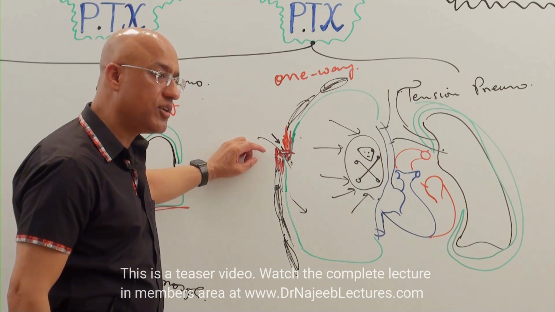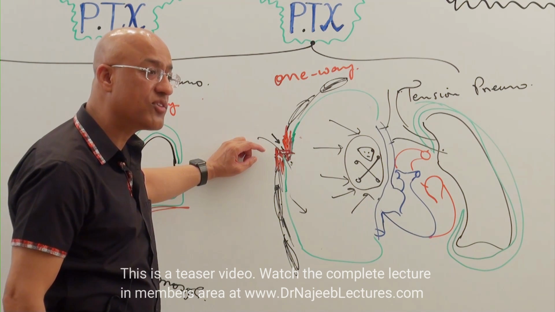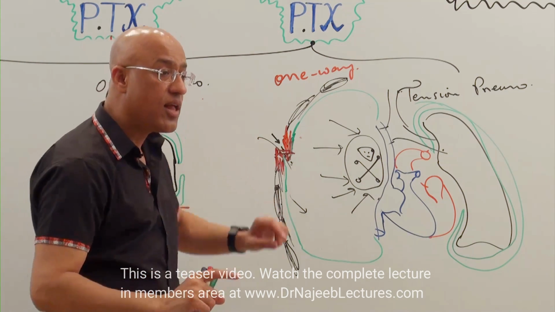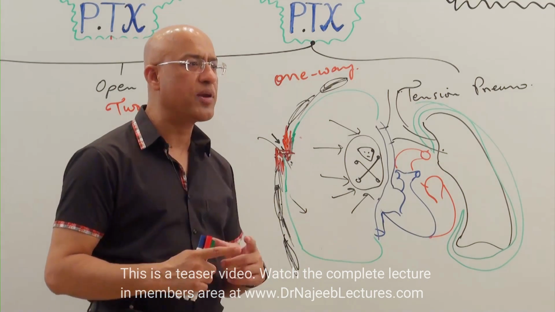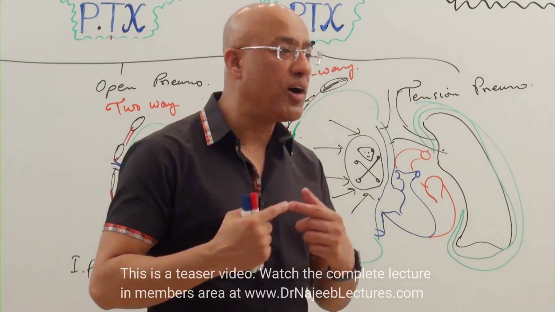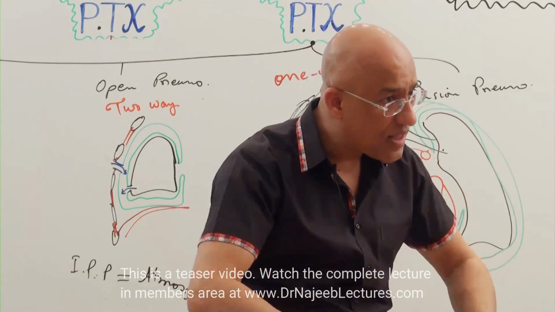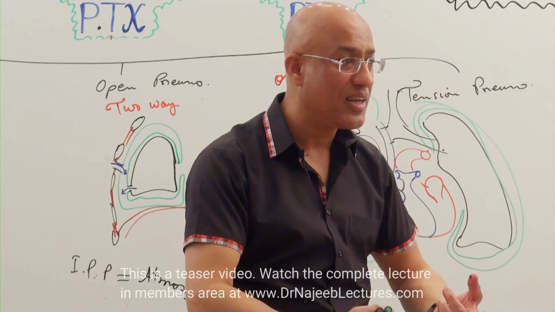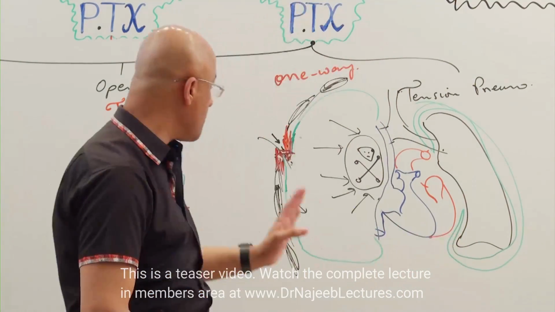So what is tension pneumothorax? Tension pneumothorax is a type of pneumothorax in which intrapleural pressure remains positive throughout the respiratory cycle. During inspiration or expiration, pressure here is positive.